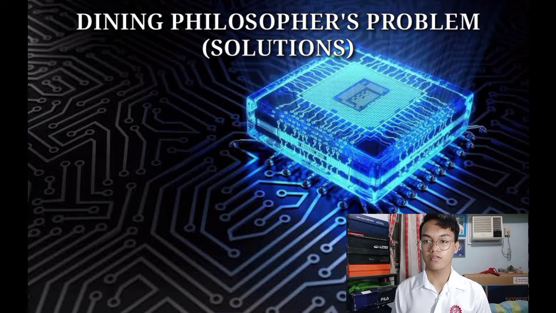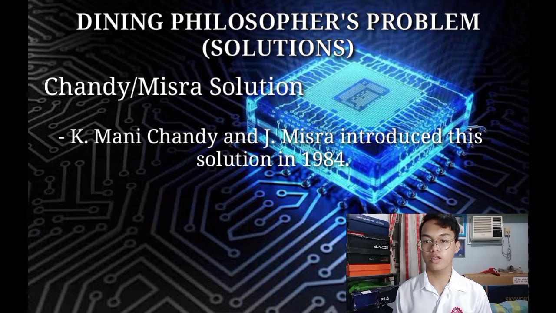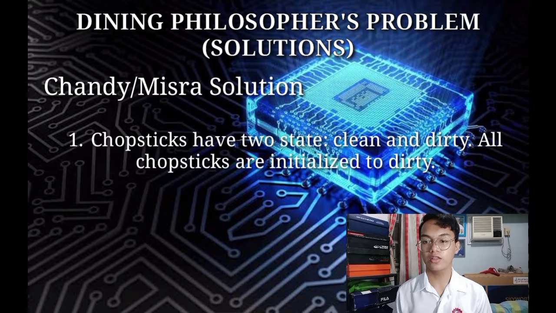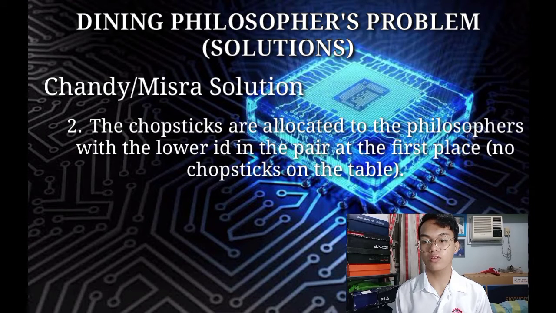The third and last solution is the Chandy and Misra solution. K. M. Chandy and J. Misra introduced this solution in 1984. First, chopsticks have two states, clean and dirty. All chopsticks are initialized to dirty. Second, the chopsticks are allocated to the philosopher with the lower id in the pair at the start. No chopsticks are on the table.